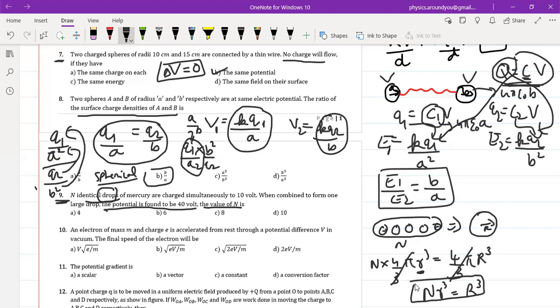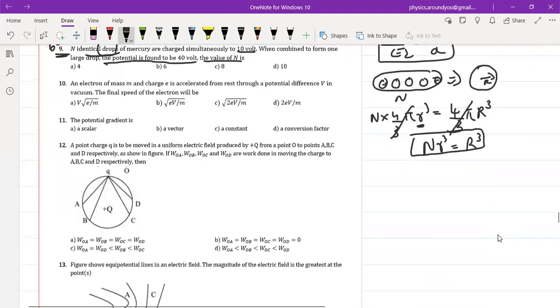All right. But now their thing is something different. They are telling that voltage of one of the drops is 10. What is the voltage of one of the drops? Let's see that. Voltage of just one of these drops, V1, is going to be kq by r, where q is the charge on that one drop, r is the radius of that one drop.